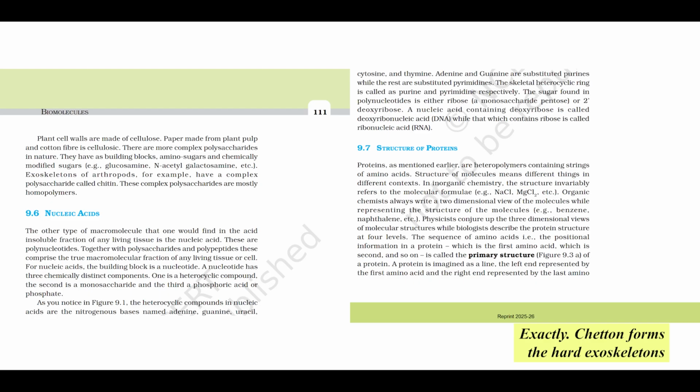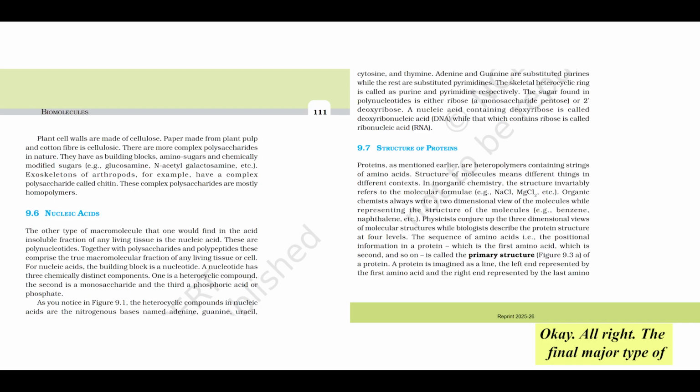Exactly. Chitin forms the hard exoskeletons of arthropods, insects, spiders, crustaceans, and it's also found in the cell walls of fungi. Even though it uses modified units, N-acetylglucosamine, chitin is also considered a homopolymer because it's made of just that one type of repeating modified sugar unit. Chitin, exoskeletons, fungi. Still a homopolymer.